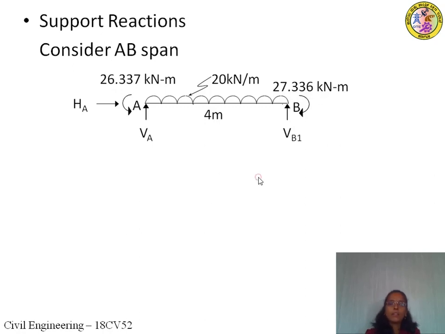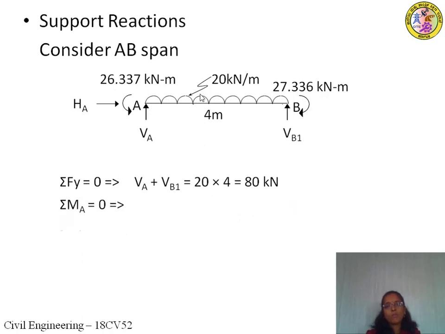Now let us apply the conditions of equilibrium, that is sigma Fy is equal to 0. That is, the algebraic summation of forces in y direction is taken as 0, which implies VA plus VB1 is equal to 20 into 4, that is equal to 80 kilonewton. Next, we will take moment of all the forces about A and equate it to 0. The sign convention is clockwise moments are taken as positive. Therefore, minus VB1 into 4. Why minus? Because it is inducing anti-clockwise moment about A. So minus VB1 into 4 plus 20 into 4 into 2.